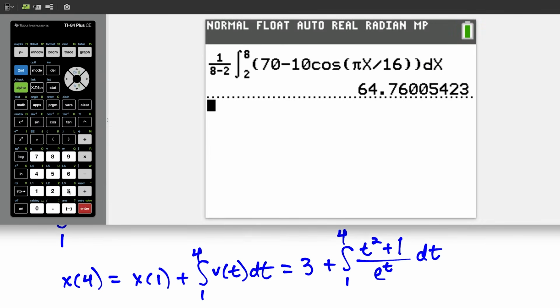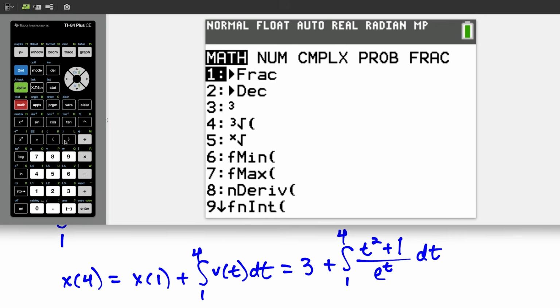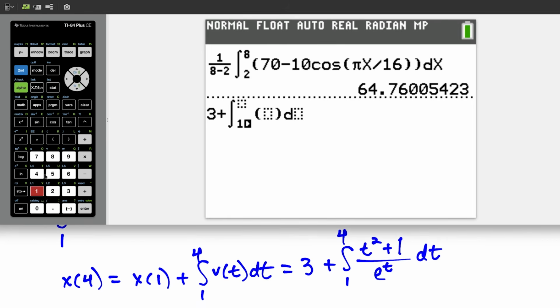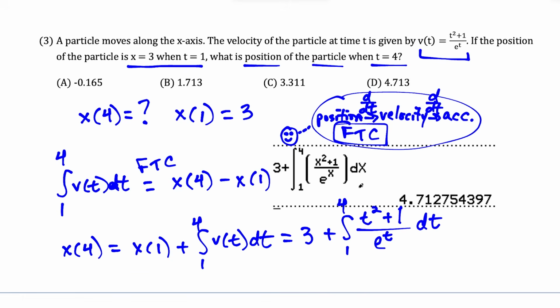So now let's type this in. We have 3 plus, and now we'll press math 9, and our integral is going from 1 to 4. And now for the integrand here, I'm just going to press alpha y equals enter to pull up a blank fraction. And we have t squared plus 1, but we're going to use x. So you have x squared plus 1 over e to the x. And now we just tack on the dx at the end. And now we press enter, and we'll have our answer. So now rounded to the nearest thousandths place, we're going to have 4.713, choice D.